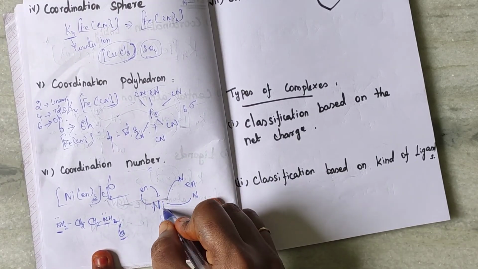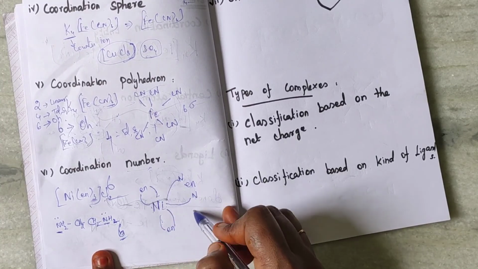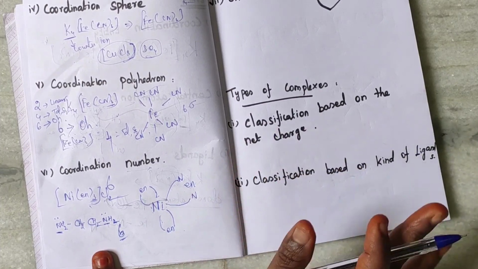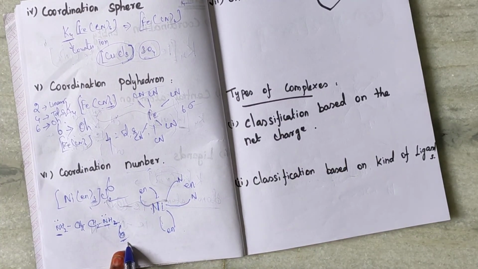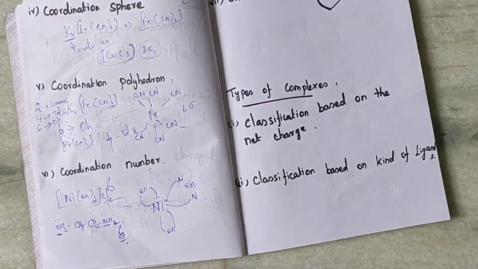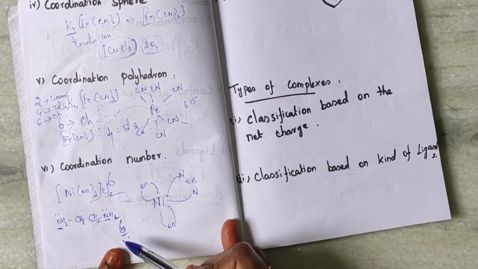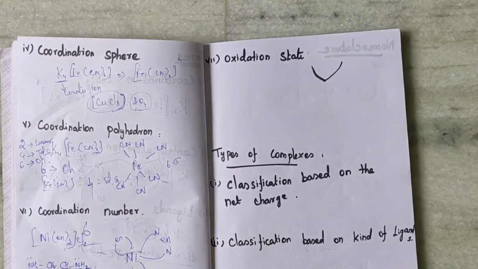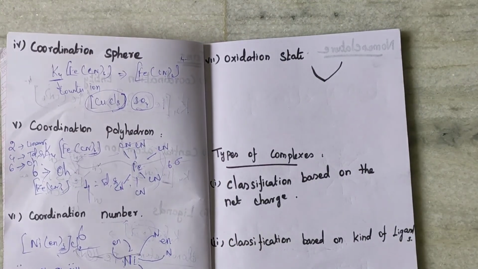So the central metal atom is surrounded with ligands. Totally how many bonds appear, that's called the coordination number. Clear? This coordination number helps you predict the coordination polyhedron. Coordination number 6 means octahedral geometry. Coordination number 4 means tetrahedral or square planar complex. Okay.